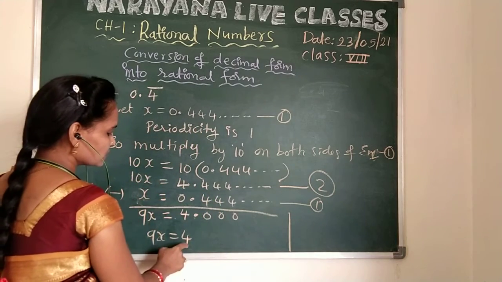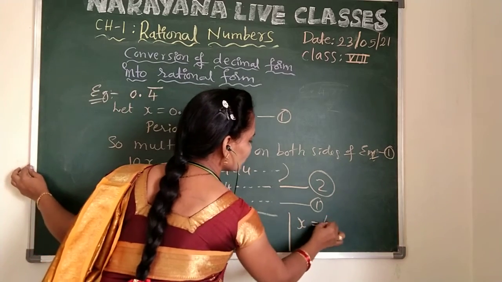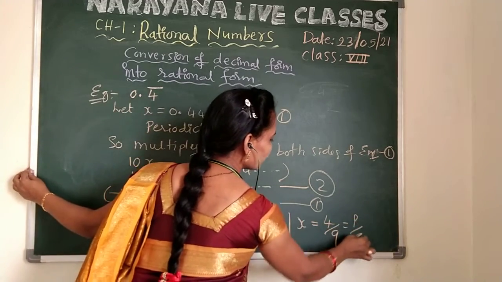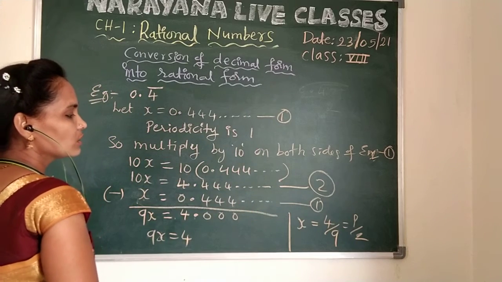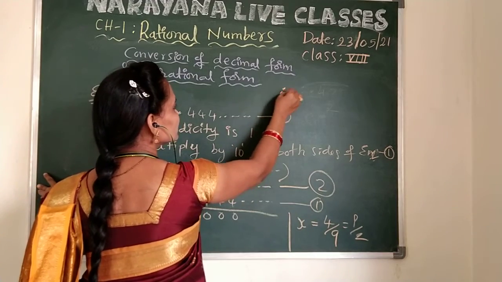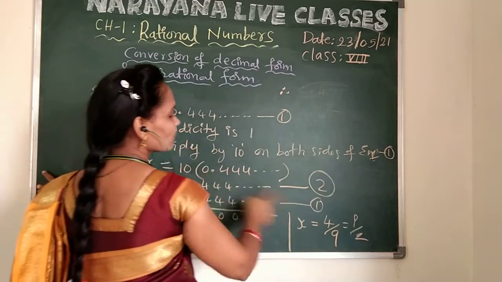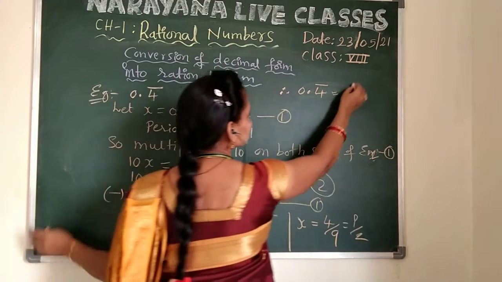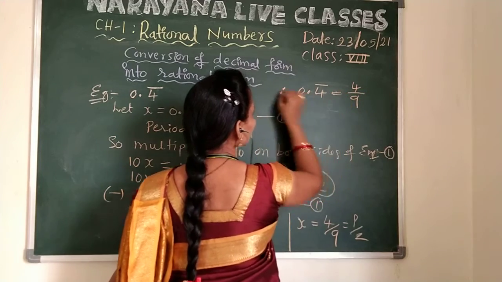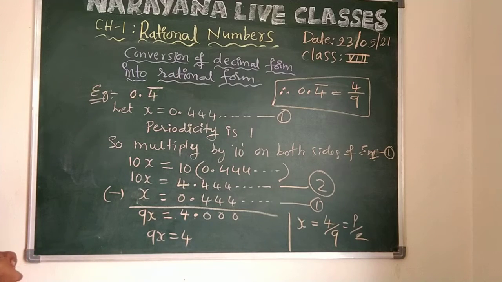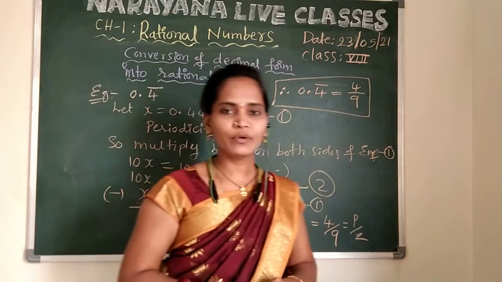Now take the transpose. Transpose of multiplication gives division, so x equals 4 by 9. This is P by Q form, which we can call the rational form. Therefore, the rational form of the non-terminating decimal 0.4 bar is 4 by 9. This is how to represent the rational form of the given non-terminating decimal. I hope you understood. Thank you.